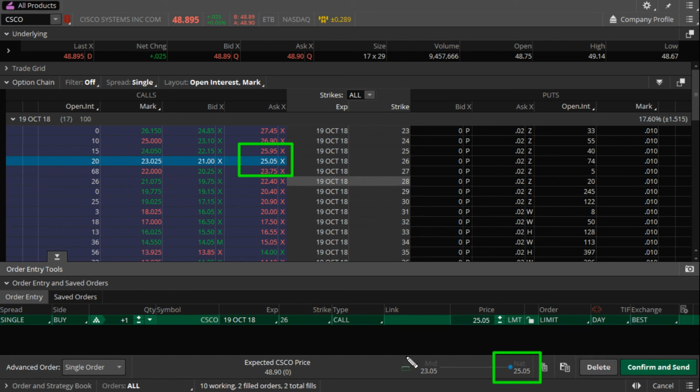Now, what is this mid price right here? Well, this mid price is basically the midpoint between the bid of $21 and the ask of $25. So the mid price of that would be $23.025, and you can see that is right there, $23.05. So that would be the mid price. So basically, we can negotiate that down somewhere between the mid price and the natural price.